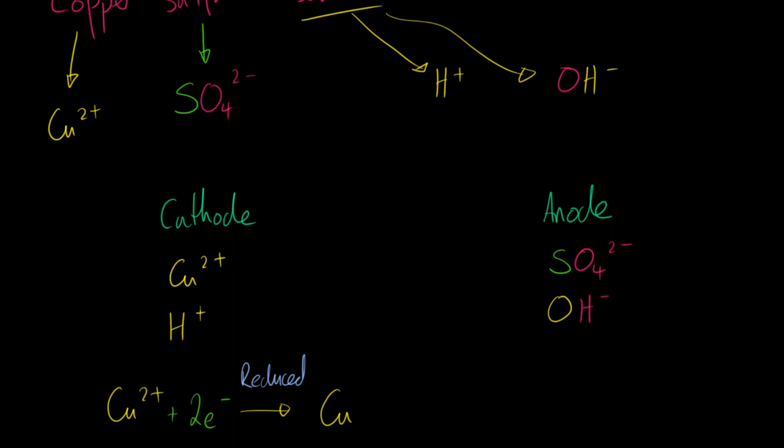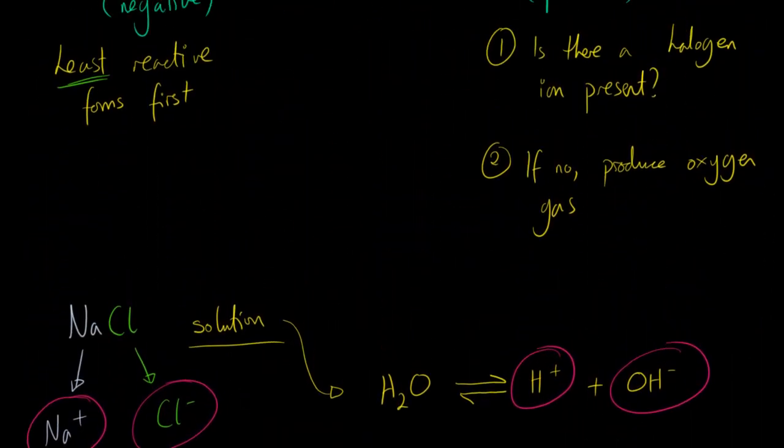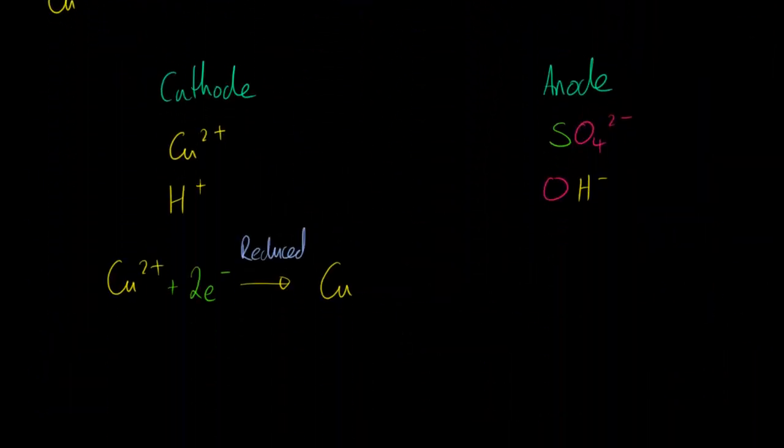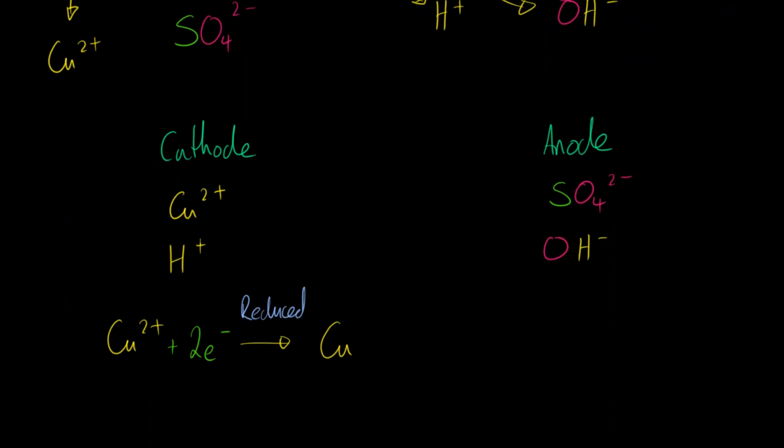Well, I've done the colours the wrong way around. Let's put the colours the right way around. So we've got OH minus. That's a little bit more like it. So which one of those guys is going to go first? Well, if I check back in with my rules, is there a halogen ion present? Let's check. Nope. If no, it produces oxygen gas. So I'm going to get oxygen gas forming. Now this one's a little bit more tricky. I'm going to get oxygen gas forming from these hydroxide ions.